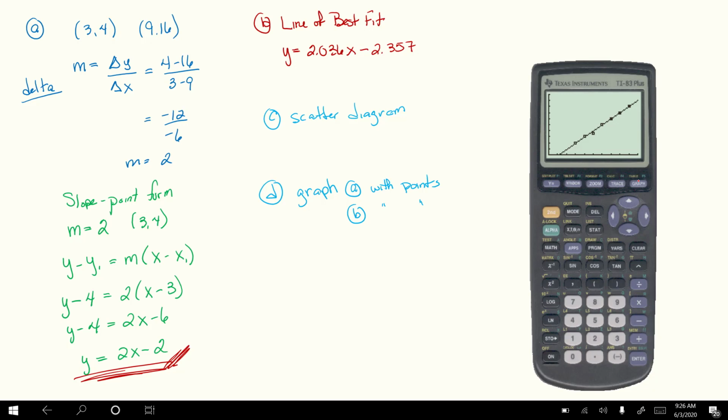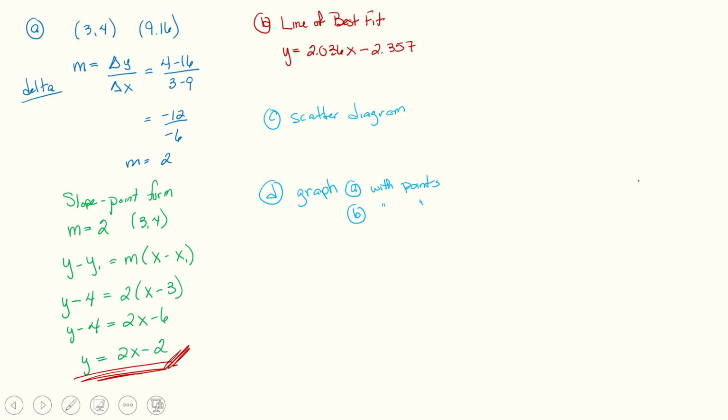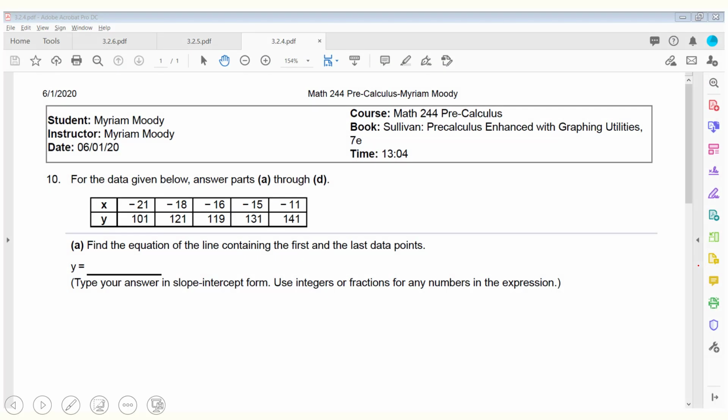Good? Okay, let's look at another one. So, for the data given below, they would like us to first find an equation of a line containing the first data point and the last data point. So I am going to get myself a clean sheet of paper so I can work, and we are going to do that.